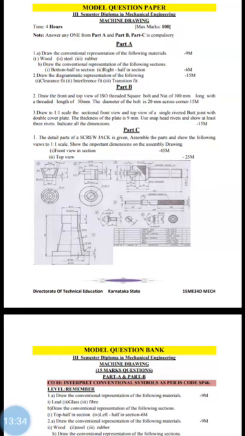And here also 15 marks, you have to draw any one. And here part C is compulsory for 70 marks. See the part C question: the detailed parts of a screw jack are given. Assemble the parts and show the following views to 1:1 scale. Show the important dimensions on the assembly drawing. Front view in section is 45 marks.